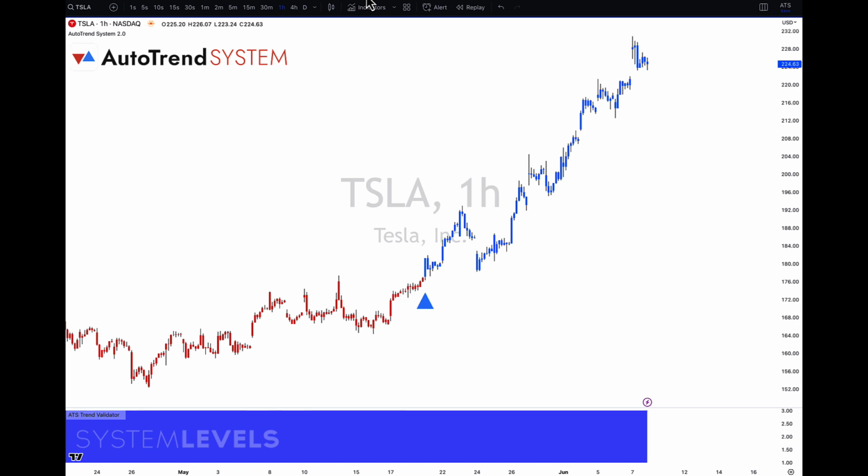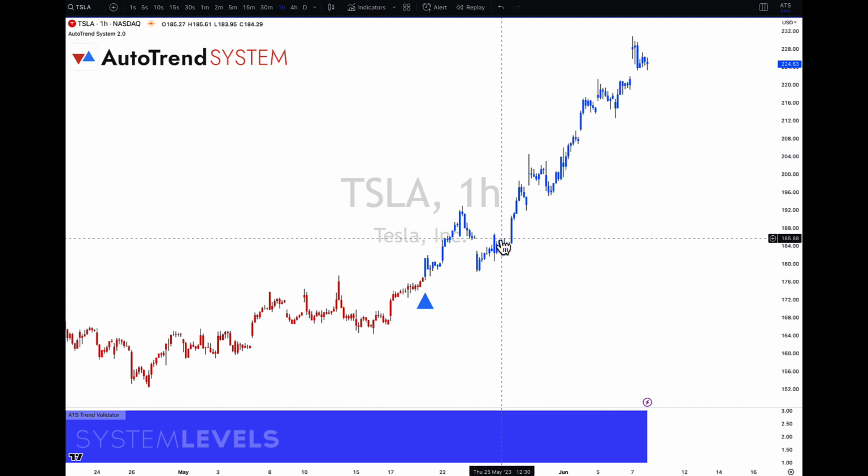Another nice example is Tesla on the hourly chart. This was an easier one because we didn't get multiple signals. Instead, we got just one clean signal, a buy signal by the AutoTrend system that was in full alignment with the ATS trend validator, so the longer time frame trend. One buy signal, one entry, one trade, and basically we got a very nice uptrend following that trade.